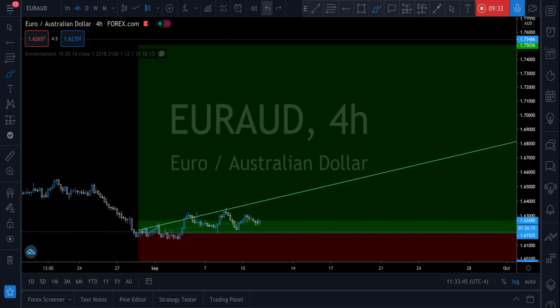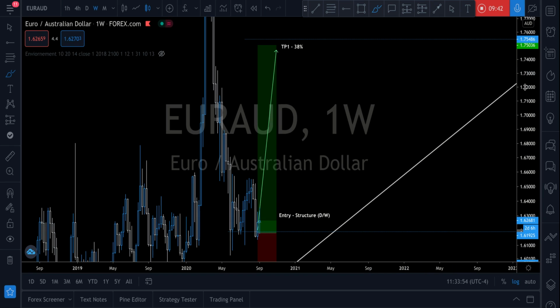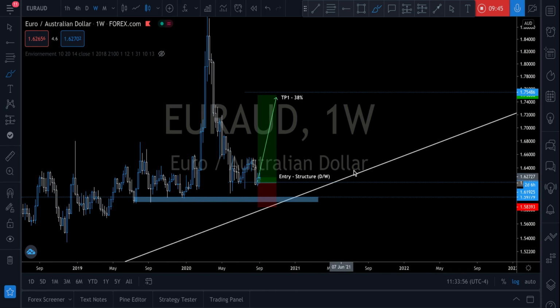Wait for a little retest of that break and then go for a buy, shooting for a 1 to 2 risk reward ratio. Other than that, my long-term swing traders, we're ready to go.